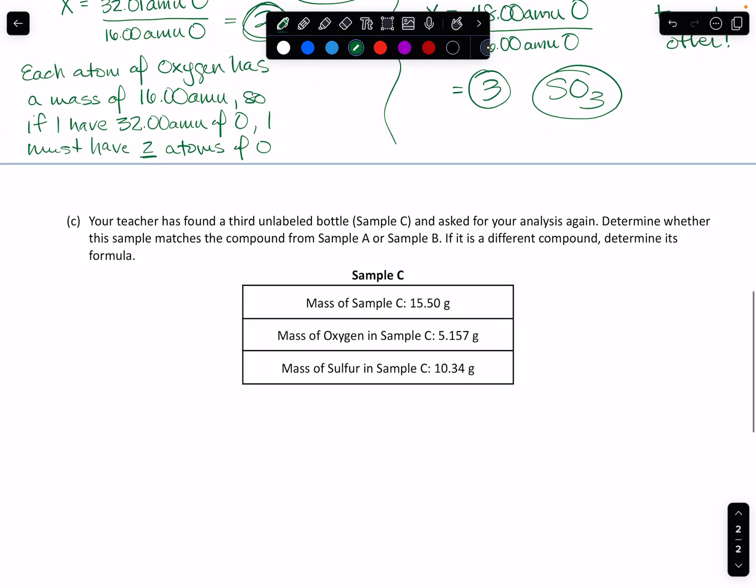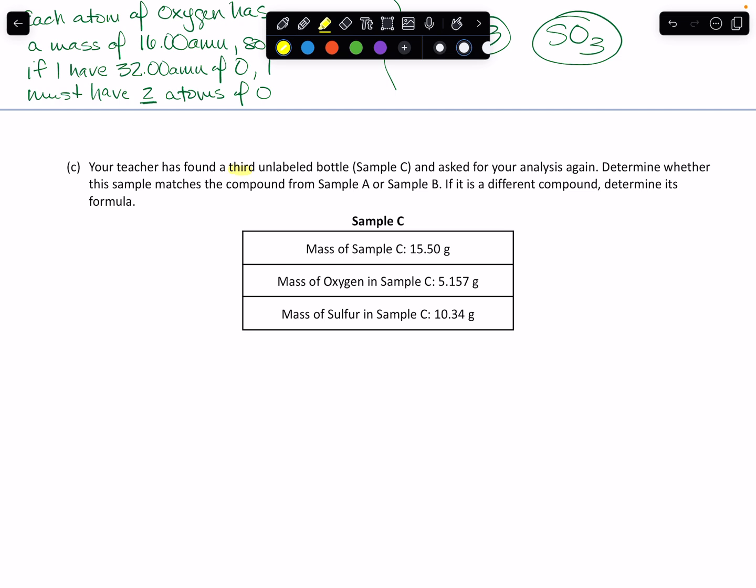All right, let's look at our last problem. Your teacher finds a third unlabeled bottle, sample C, and asks for our analysis again. First, determine whether the sample matches A or B, and if it's different, determine its formula. Remember, to determine if sample C is the same or different, I'm going to do the percentage of sulfur and oxygen within that sample.